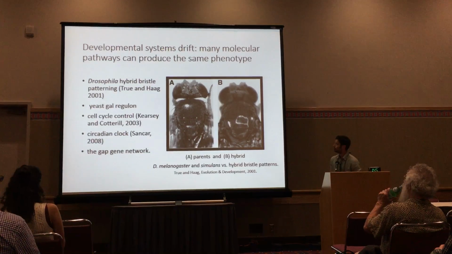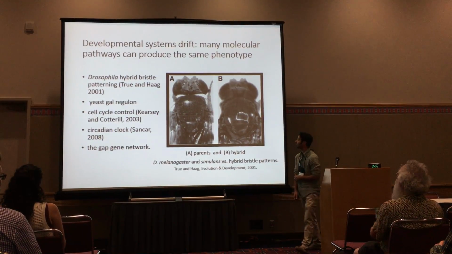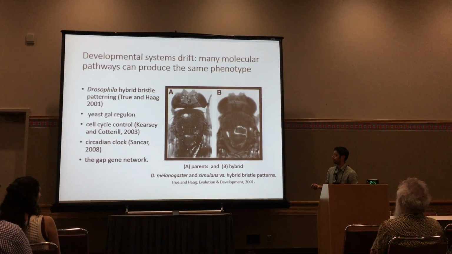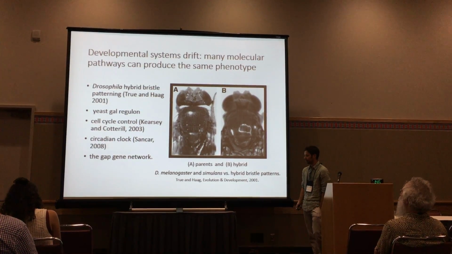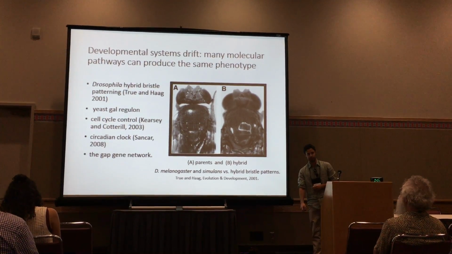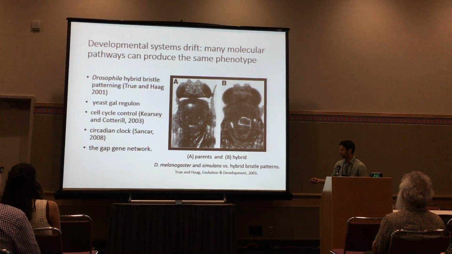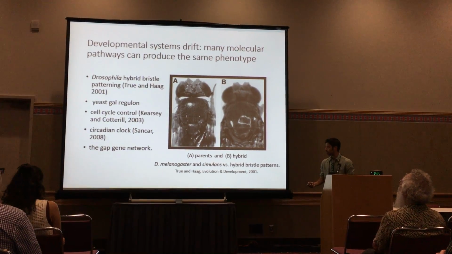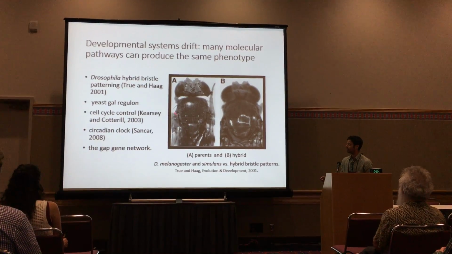So, on to biology. What is developmental systems drift? Developmental systems drift is the idea that many different molecular pathways can produce the same phenotype. This was first articulated by True and Haag in 2001, and one of the examples in their paper was looking at two closely related species of fruit fly, Drosophila melanogaster and Drosophila simulans. Despite being different species, they have supposedly identical bristle pattern phenotypes as pictured here.